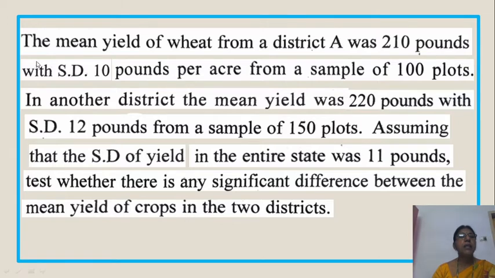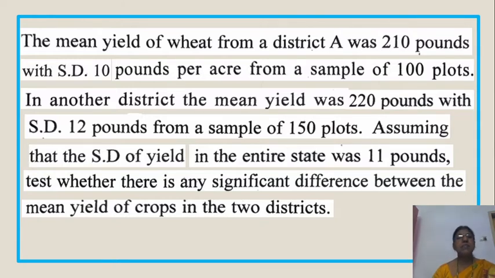See the first problem. The mean yield of wheat from district A was 210 pounds with SD 10 pounds per acre from a sample of 100 plots. This is the first sample. In another district, the mean yield was 220 pounds with SD 12 pounds from a sample of 150 plots. Assuming that the SD of yield in the entire state was 11 pounds, test whether there is any significant difference between the mean yield of crops in two districts.